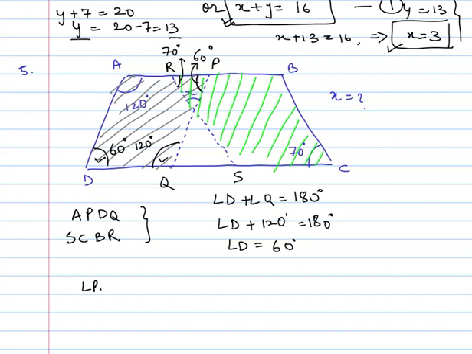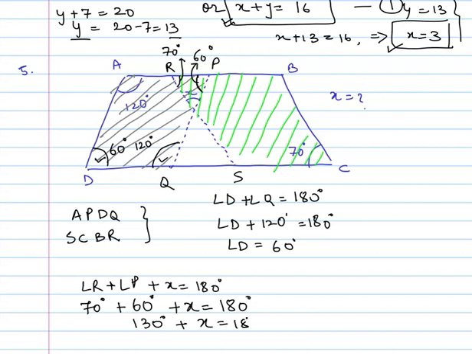Now angle R plus angle P plus X will be equal to 180 degrees because the interior angles of a triangle add up to 180 degrees. We know R and P. We will put the value of angle R as 70 degrees and the value of angle P as 60 degrees, plus X is equal to 180 degrees. Now this makes 130 degrees plus X is equal to 180 degrees. Therefore, X will be equal to 180 degrees minus 130 degrees makes 50 degrees.